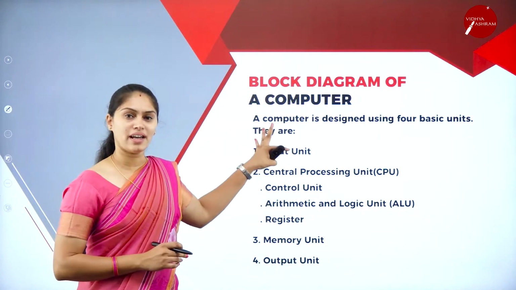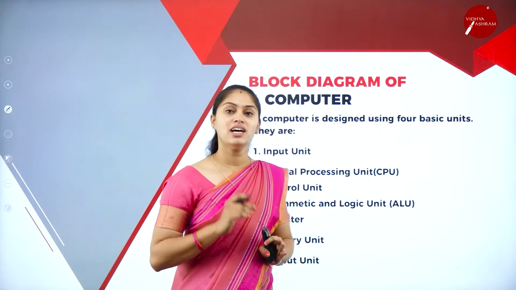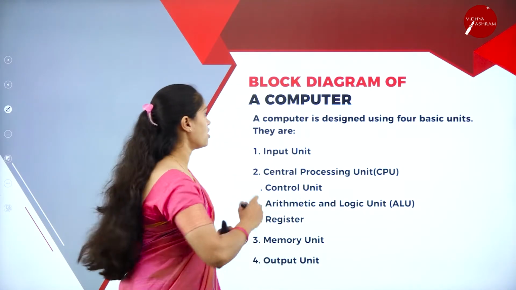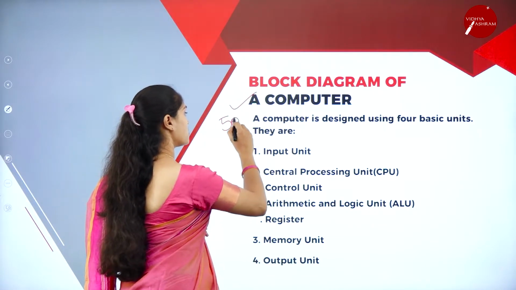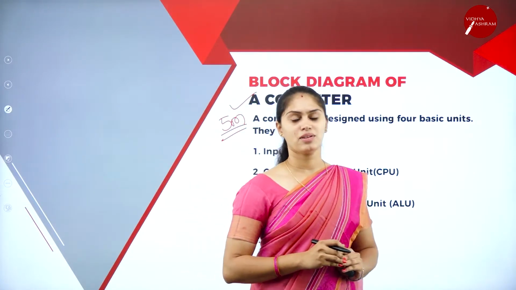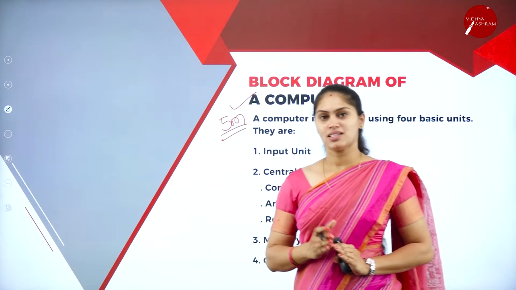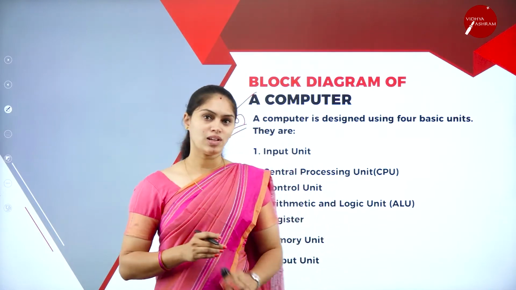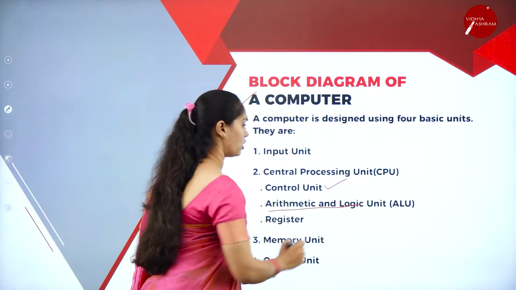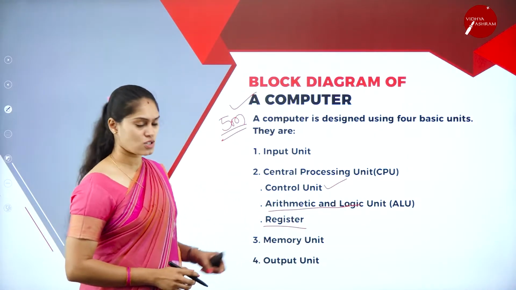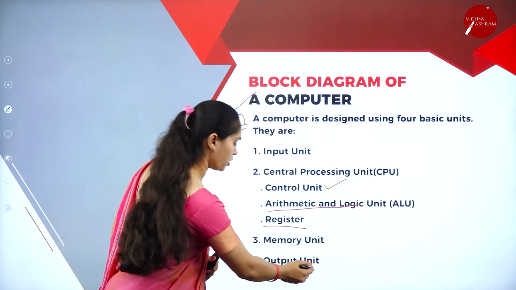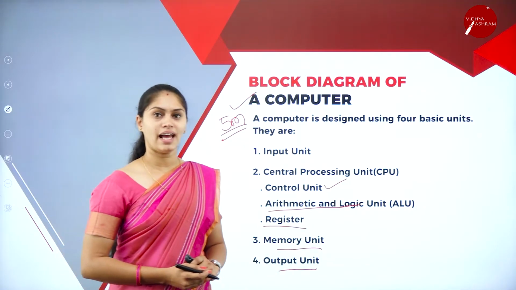So then what is the block diagram of a computer? That is nothing but the functional components or functional units of a computer system. This is also important for a 5-mark question: what are the functional components of a computer system? Explain with a block diagram. So a computer has 4 units: input unit, then the CPU. The CPU is again categorized into the control unit, the arithmetic and logic unit, and registers. The third unit is the memory unit, then we have the output unit. Now we'll see them one by one along with the diagram.